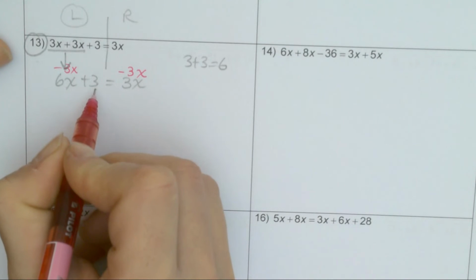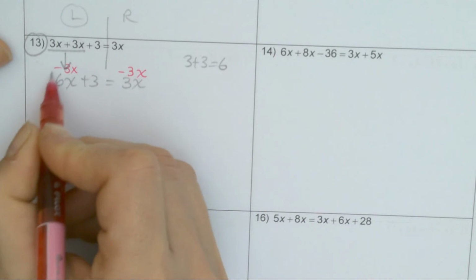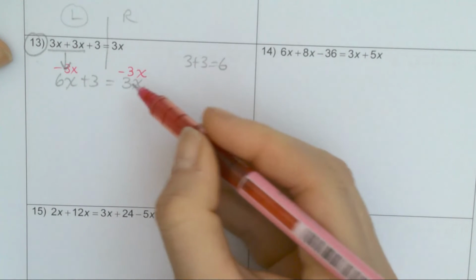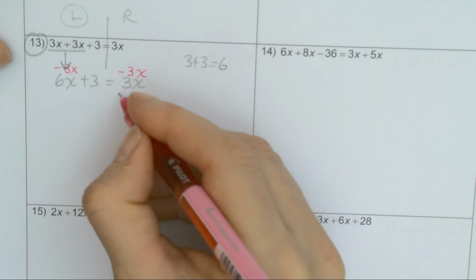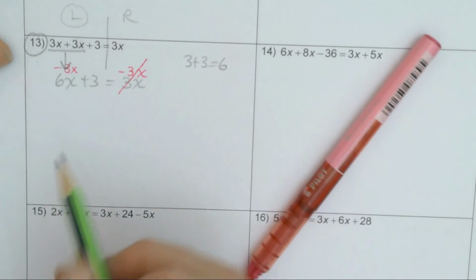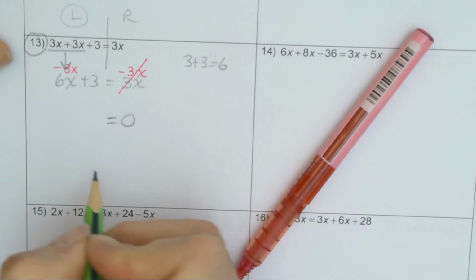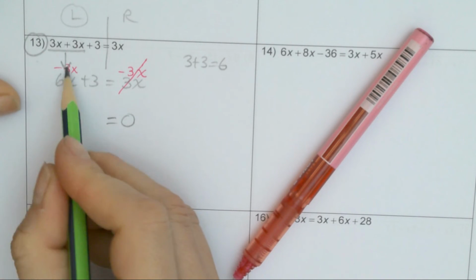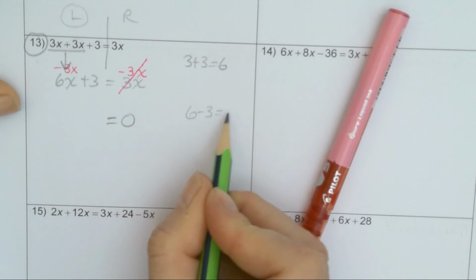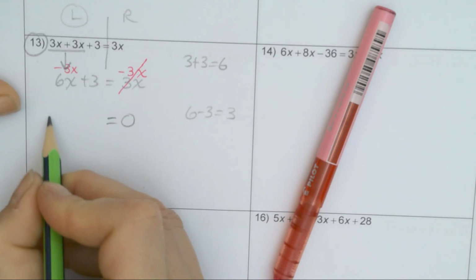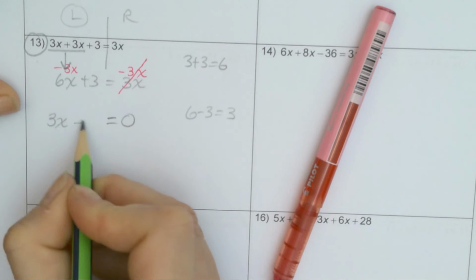They are not like terms. These are like terms. So here I have 3 minus 3, that's 0. So I'm going to put a big 0 on the right side. And here I have 6 minus 3, which equals 3. So this is 3x plus 3.